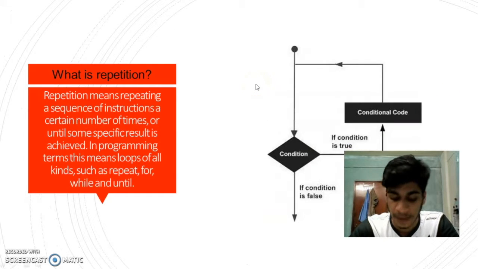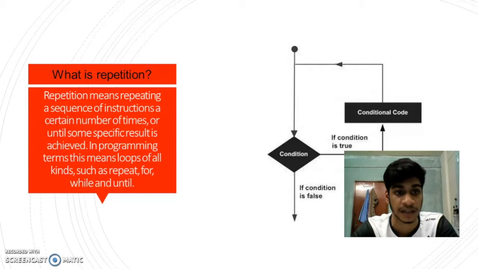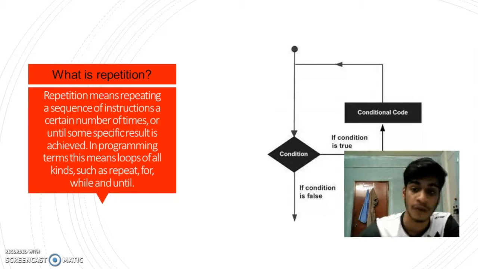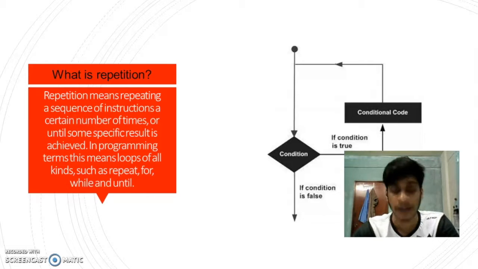Programming languages provide various control structures that allow for more complicated execution paths. So what is repetition? Repetition means repeating a sequence of instructions a certain number of times or until some specific result is achieved. In programming, especially in C++, we have a few types of loops. Among them are the while loop, the for loop, and the do while loop.